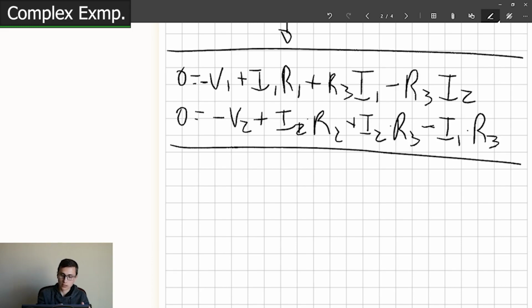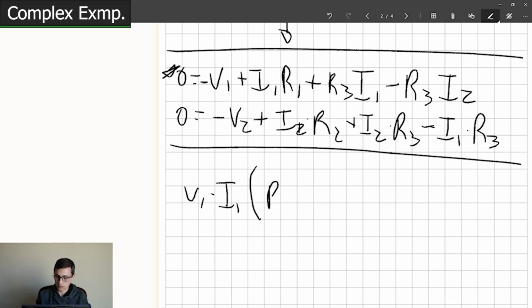Okay, we're going to take this equation and solve for I2. And we're going to do that by moving everything over to the other side of the equation first off. So then we've got V1 minus I1 R1 minus I1. Okay, we're going to do two steps at once, because I cannot stand this.